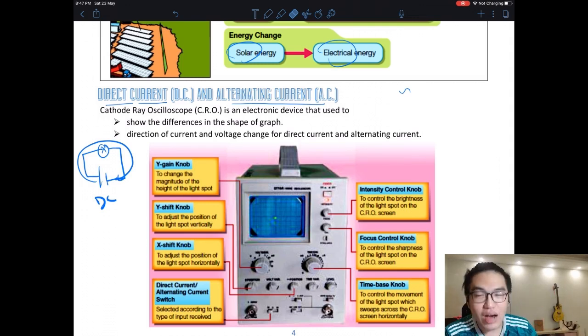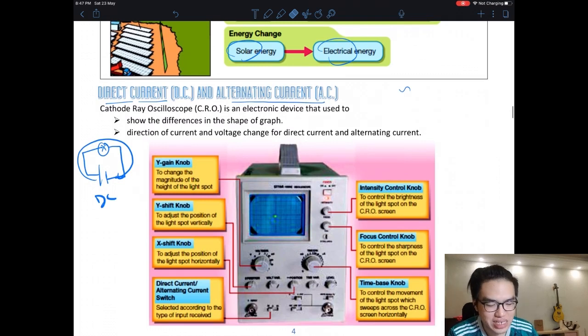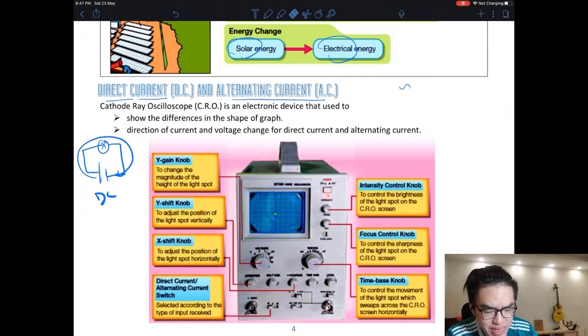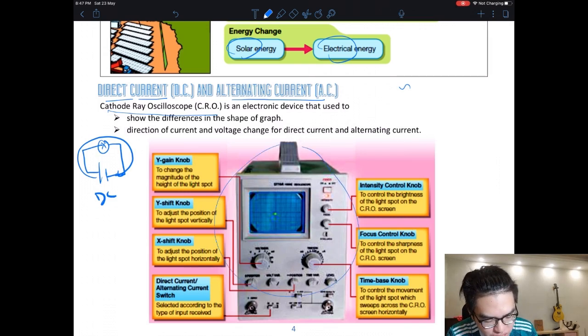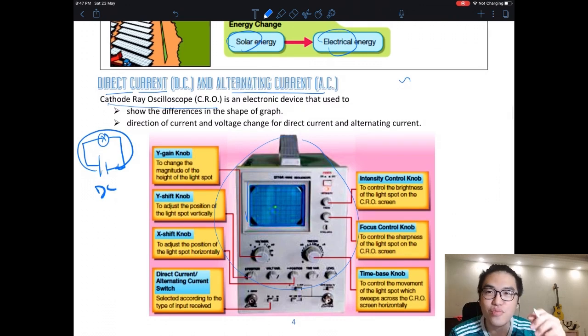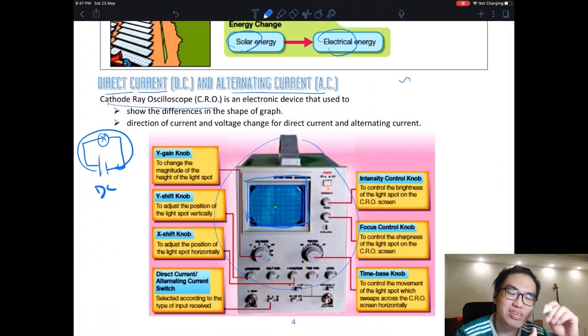So how do we know what is AC and DC? We use something called a CRO, a cathode ray oscilloscope. This is basically this thing. I'm sure you've seen this before. You have a screen in the middle, and when you connect this to either AC or DC, you can see the graph moving. Something like the hospital heartbeat thing, the beep beep beep thing.